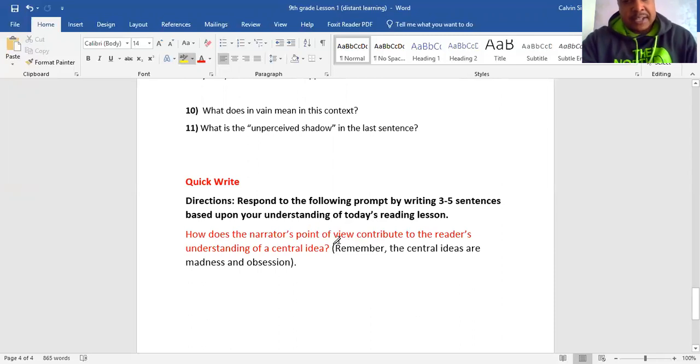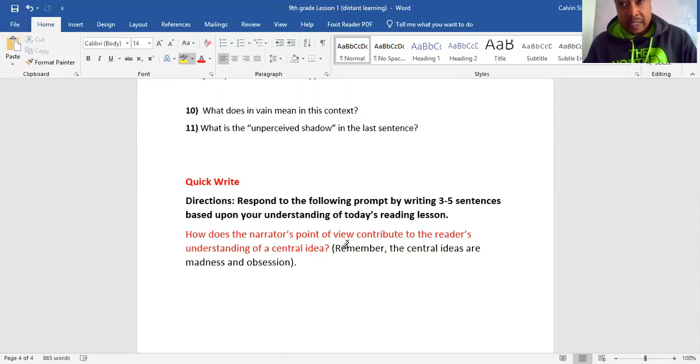So you're looking at his point of view. How does he see things? How does the narrator view things? So look at it through the lens or the eyes of the narrator, right? How does that contribute to our understanding of the central idea of madness and obsession, okay? Does he give us an even deeper insight into his central ideas based off of his point of view?